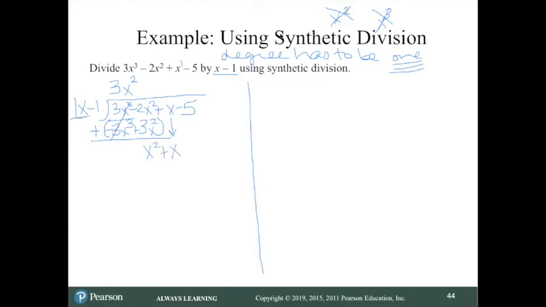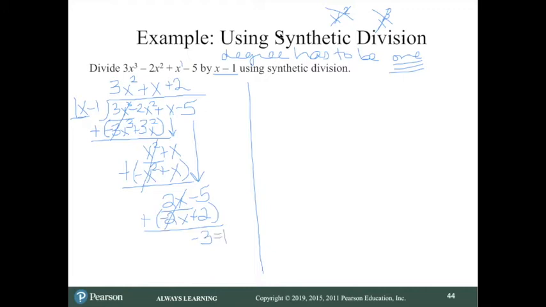Again, identify: x goes into x squared positive x times. x times x is x squared minus x. Subtract, distribute, cancel. That brings me to 2x minus 5. Identify: x goes into 2x plus 2. 2 times x is 2x minus 2. Subtract, distribute, minus 3 is the remainder.